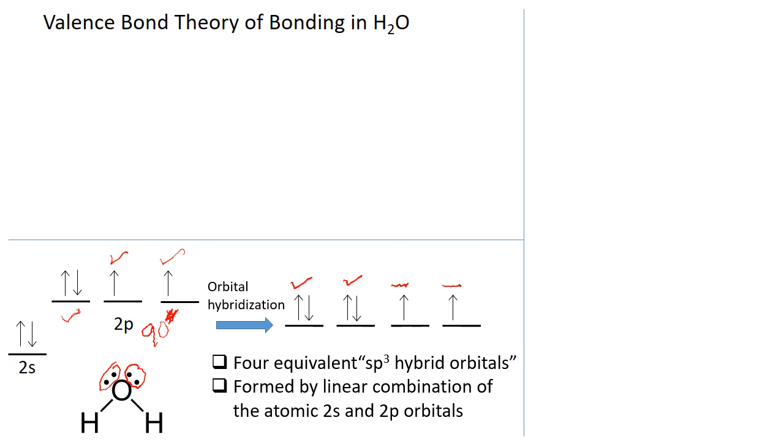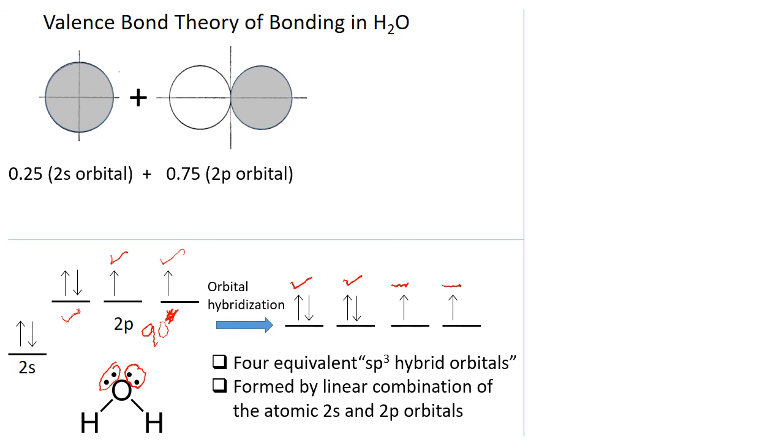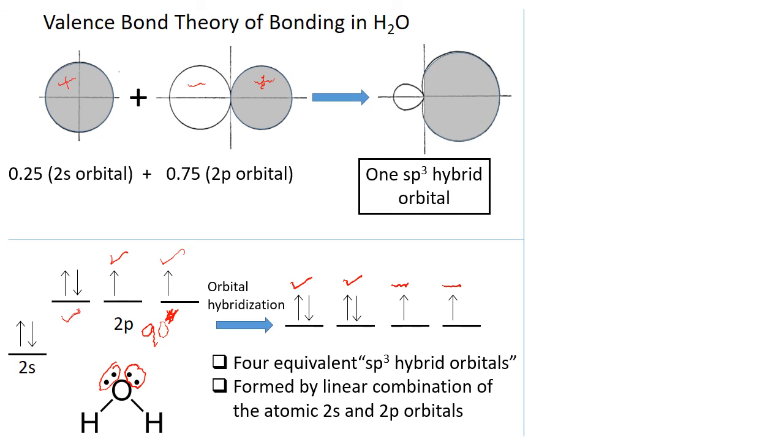It's exactly the same as it was for carbon, because the orbitals are the same. So my hybrid orbital consists of 1/4 of the 2s orbital, plus 3/4 of the 2p orbital. I'm going to combine them together in the same way. Remember that I don't have any lobes in the 2s. I do, however, have lobes in the 2p, so I have a plus and a minus. So when those combine together, what I get is my same sp3 hybrid orbital. So the hybridization process is exactly the same.